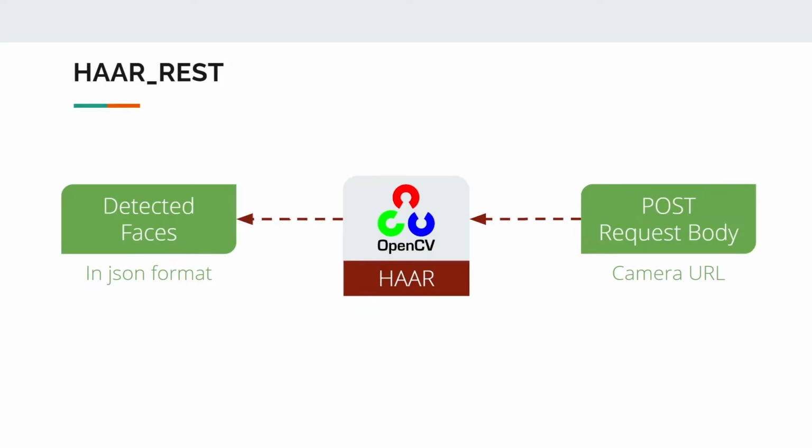The second service is an OpenCV-based service that takes a camera URL to get a NumPy matrix of the picture that it received to determine if there are faces in that picture and how many.